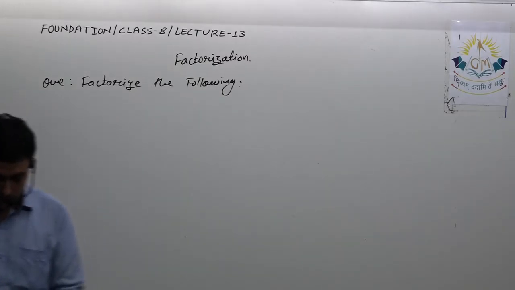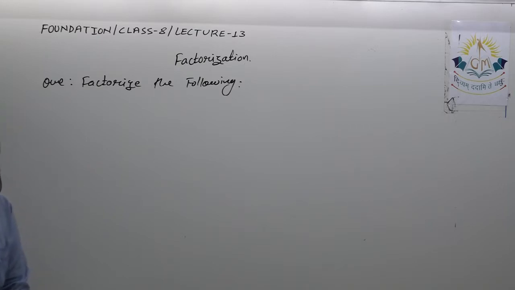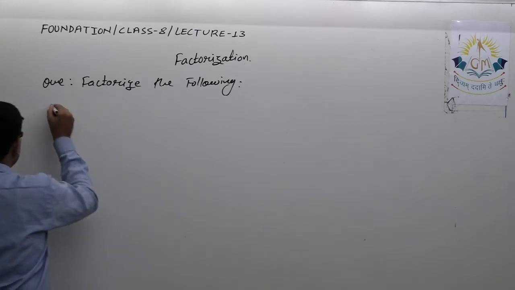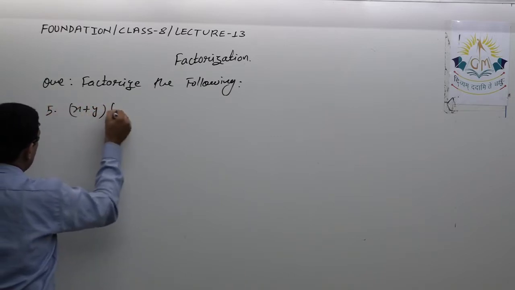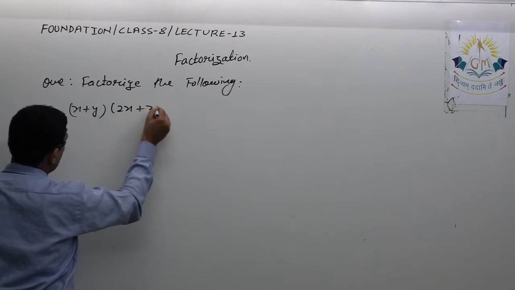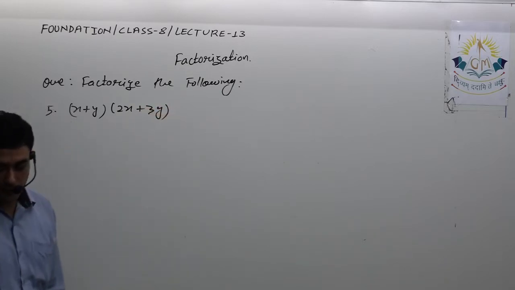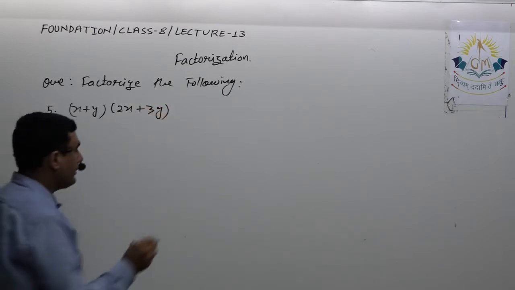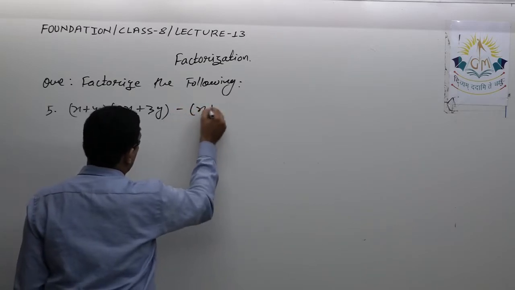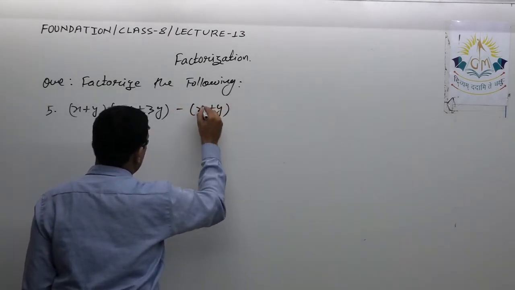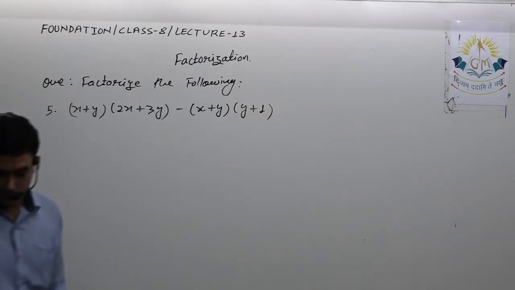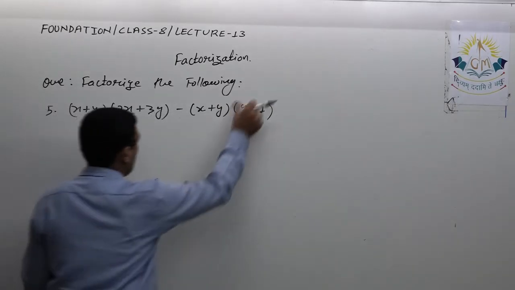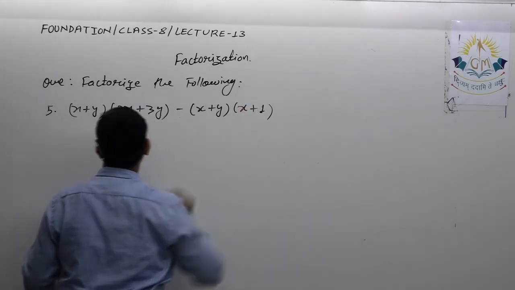Now next, in this, the first one is x plus y, 2x plus 3y, minus x plus y, x plus 1.